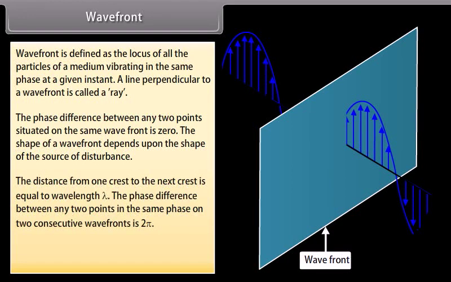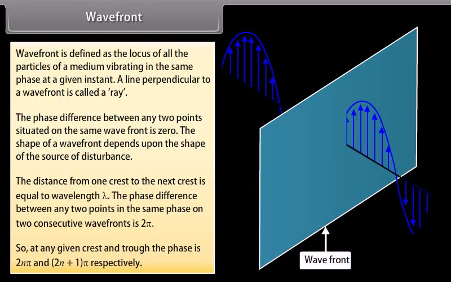The distance from one crest to the next crest is equal to wavelength lambda. The phase difference between any 2 points in the same phase on 2 consecutive wave fronts is 2 pi. So, at any given crest and trough, the phase is 2nπ and (2n+1)π respectively, where n is an integer.